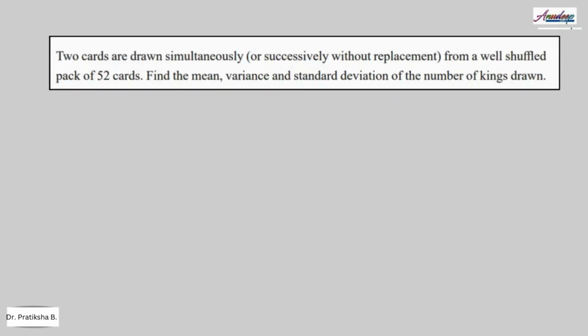This question is very important and may be asked in the board exam. Here the question says: two cards are drawn simultaneously from a well-shuffled pack of 52 cards. Find the mean, variance, and standard deviation of the number of kings drawn. So here we are talking about drawing a king from a pack of 52 cards, and we need to find its mean, variance, and standard deviation.